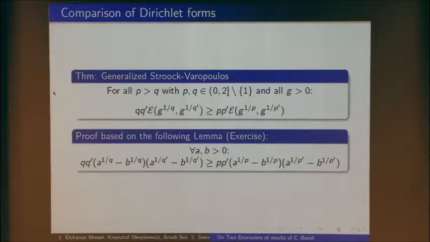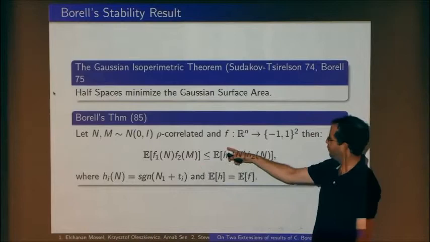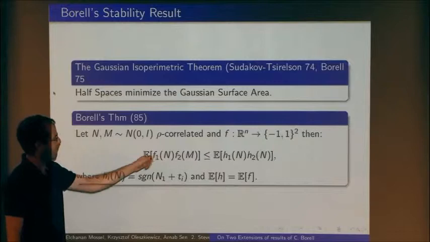So let me tell you a little bit about the other thing that I want to talk about. So this was Borell's result. I want to talk about another Borell result. All right, so half spaces minimize the Gaussian surface area. Borell's theorem says that if you have two rho-correlated random variables, then if you look at any two functions, f1 and f2, the correlation between f1 of n and f2 of n is less than or equal to the correlation between the corresponding half spaces.